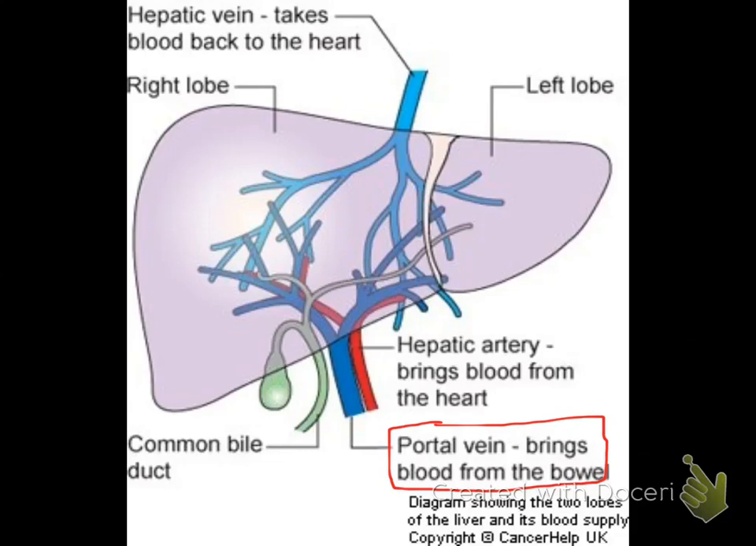And here's the hepatic artery, which is branched from the celiac trunk. I will show you the celiac trunk, which is very important.